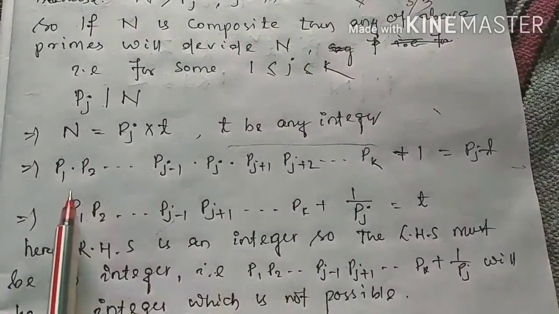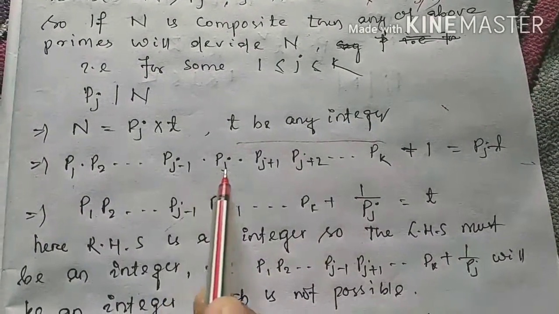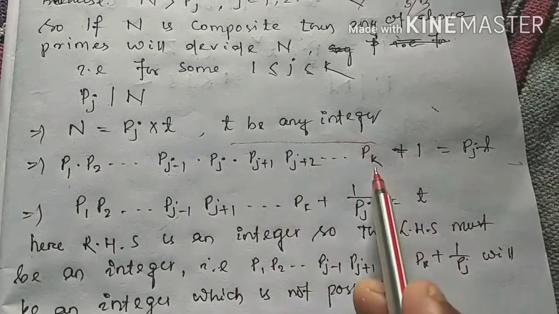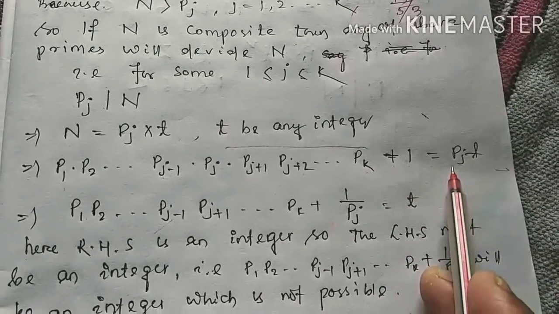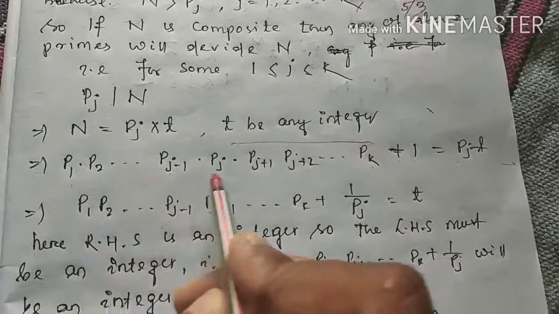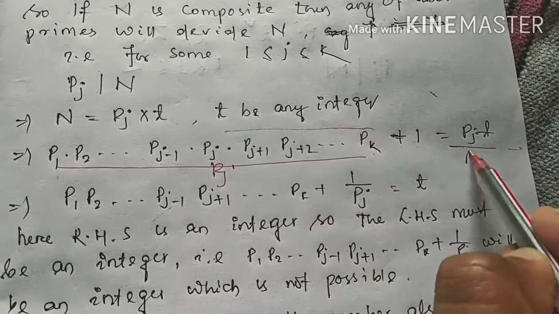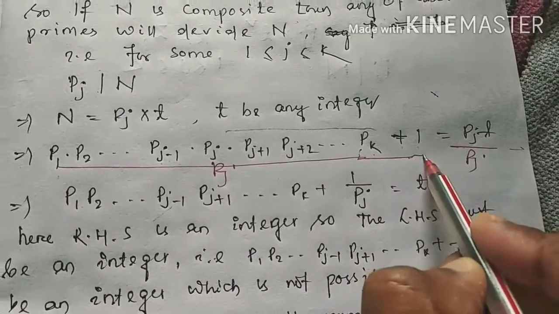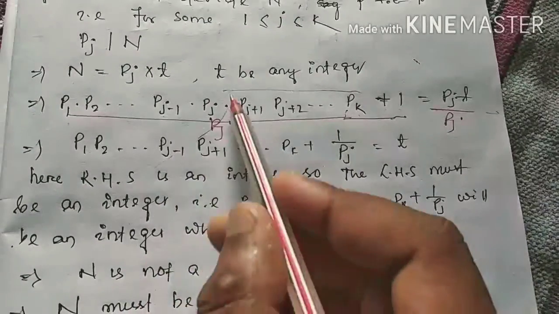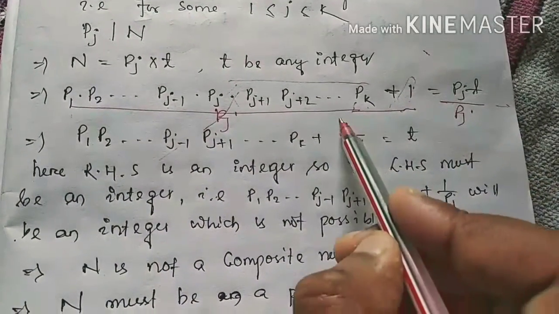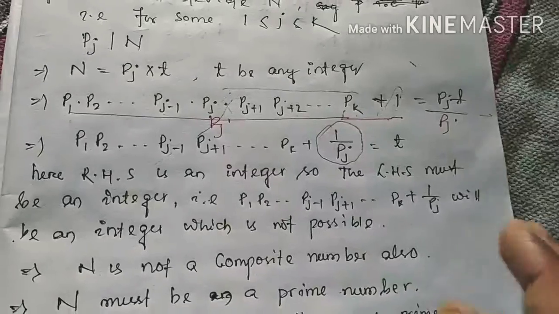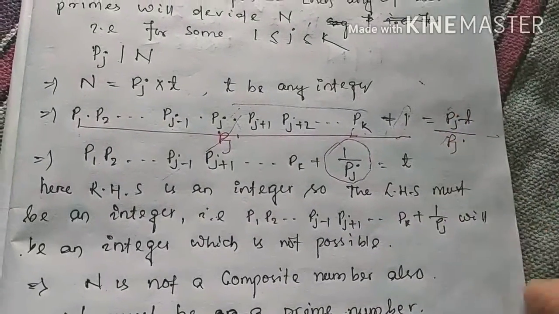Here n is p1 p2 up to pj minus 1, pj plus 1, pj plus 2 up to pk, plus 1, which is equal to pj t. Now divide both sides by pj. Here pj will be cancelled, but this term will remain. On the right side, pj will cancel and it gives t.